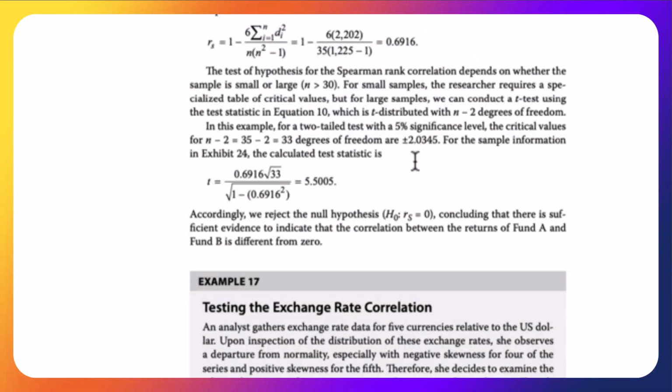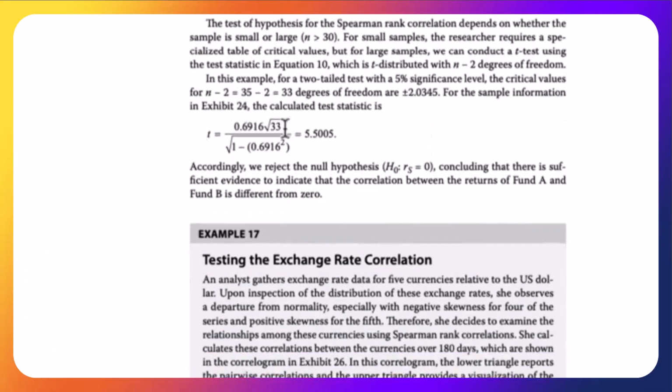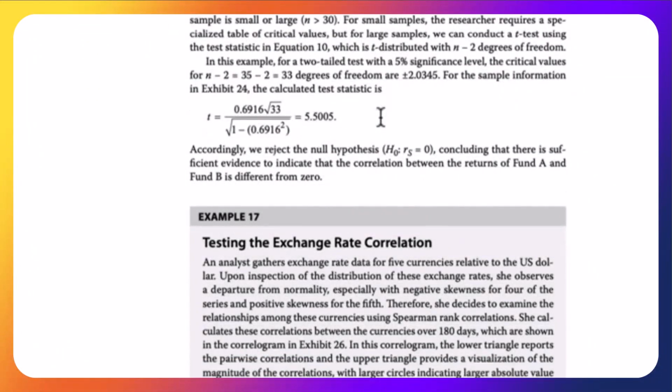If you're using an Excel function call, you only have to find one of the tails. Either enter the probability of 0.025 or 0.975 along with your 33 degrees of freedom. You'll get this statistic, 5.5. So we would reject the null. There seems to be a significant correlation between the returns.